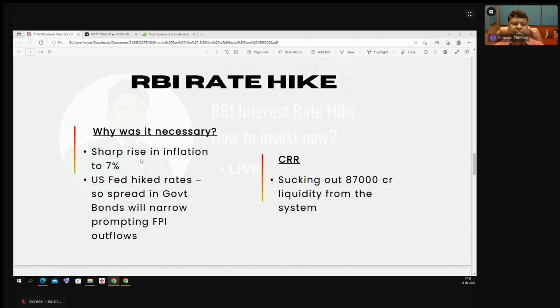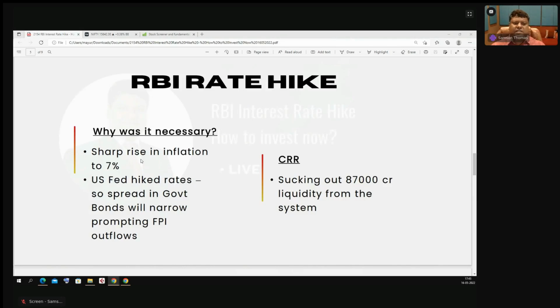So CRR, just like I said, it's sucking out 87,000 crore liquidity from the system. So there is around 7 lakh crore odd, around that figure, liquidity in the system, out of which 87,000 crore is being sucked out just by the CRR. Because banks have to place this money with the RBI. So this is why it was necessary, and excess liquidity is being sucked out, so that demand would come down and prices would come down and things would become a little more stable.